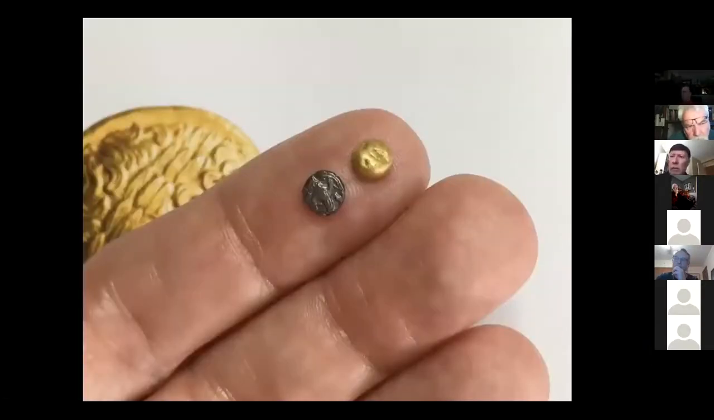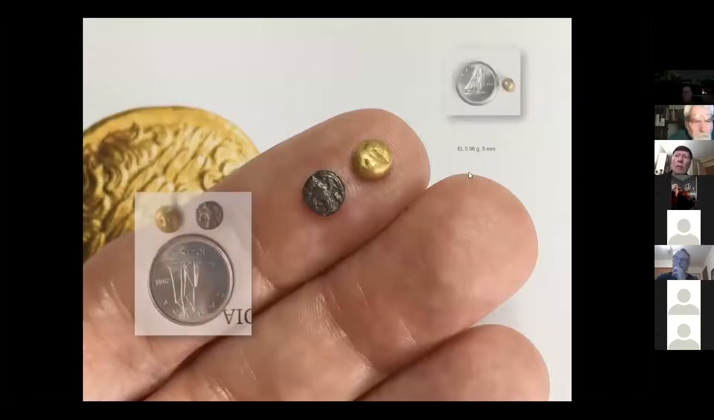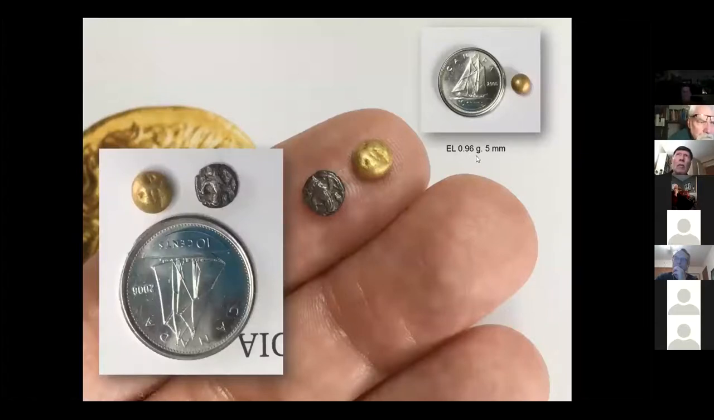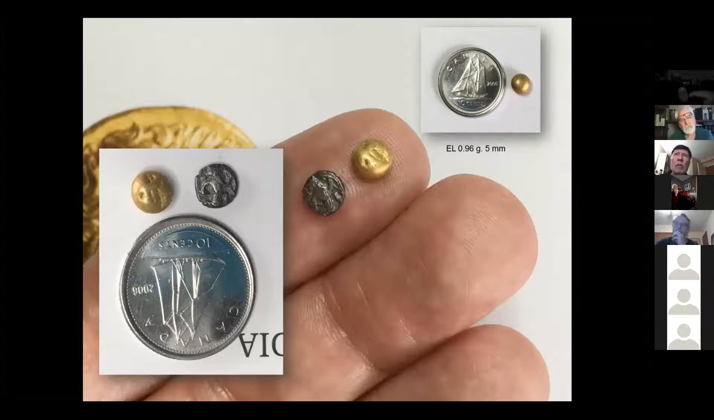Just to give you a perspective of this, one of the smallest denominations. This is not the smallest one. These are two coins from my collection. This is a 0.96 gram electrum coin. This is the obverse, no design. The reverse is, I think they simply cast it in a clay mold, and this is just the top of the cast. So it's shapeless on one side, and the other side is in the shape of the mold.